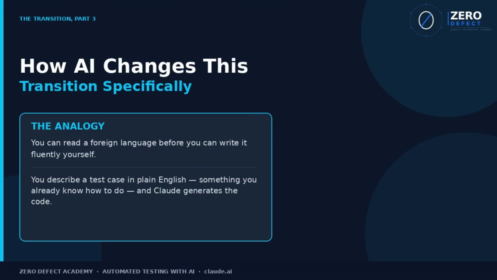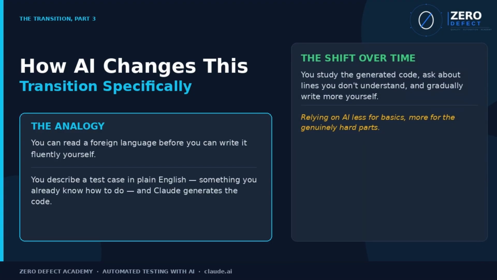You describe a test case in plain English, something you already know how to do from manual testing, and Claude generates the actual code. You then study that code, ask questions about lines you don't understand, and gradually you're writing more of it yourself and relying on AI less for the basics, more for the genuinely hard parts. This compresses the timeline substantially compared to learning syntax from scratch before writing anything real.